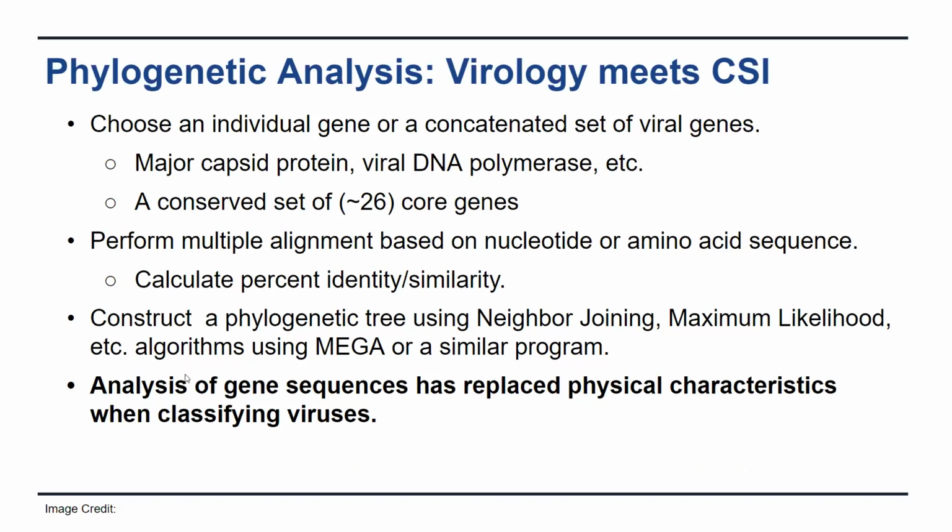What's also turned out to be the case, and again here, the bottom line is the top line, is that analysis of gene sequences and development of phylogenetic trees has replaced physical characteristics like the ones I just mentioned when classifying viruses. And so one could do this by looking at individual proteins like the major capsid protein or the viral DNA polymerase, or a conserved set of core genes. And it turns out that among all iridoviruses, there are approximately 26 genes found in all these viruses. And you could concatenate that set, perform a multiple alignment, and then using a variety of different techniques, develop phylogenetic trees. And what do those phylogenetic trees show?